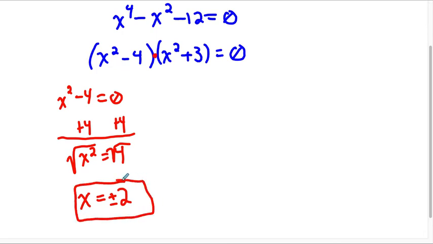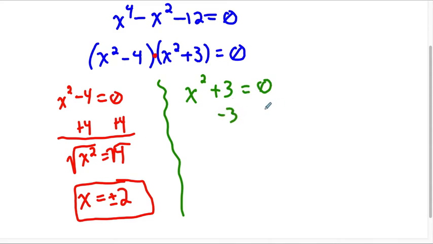Alright, now let's get our other answers that are going to come from this other part, the x squared plus 3. So x squared plus 3 equals 0. Move the 3 over, so minus 3, minus 3. And we're left with x squared equals negative 3. Take your square root of both sides.